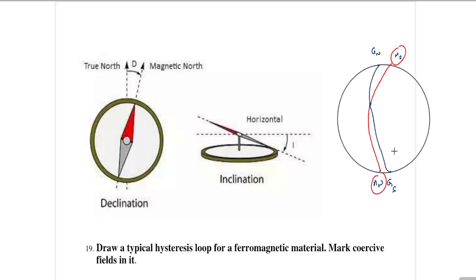Draw it properly. This angle made here is called the magnetic declination. This is what declination is. It is the angle between the two meridians, in simple language.